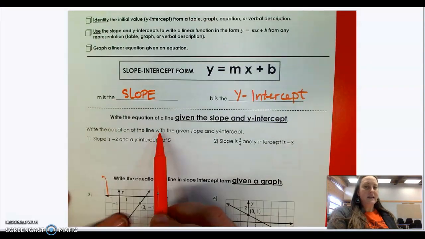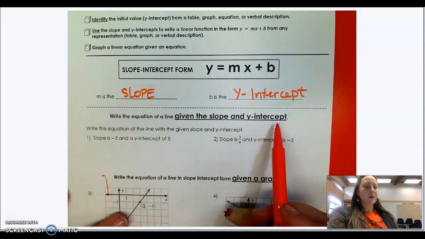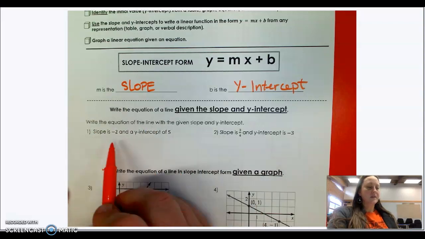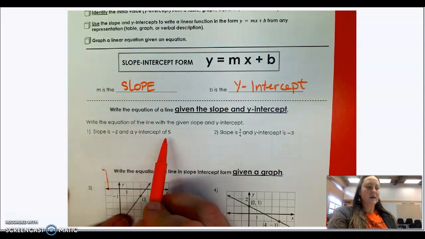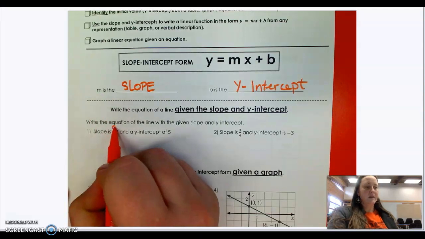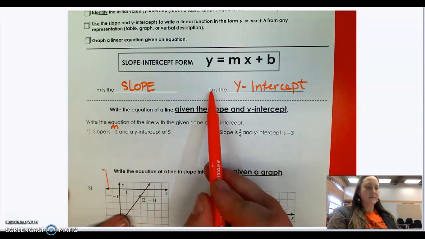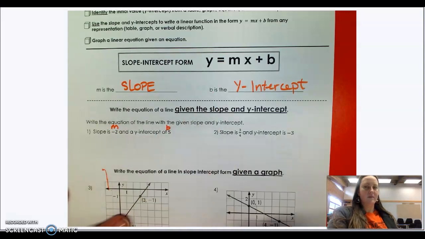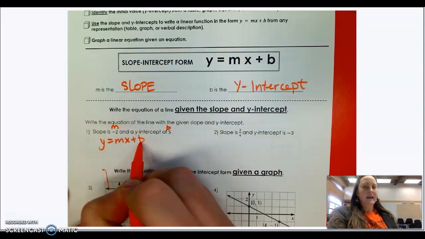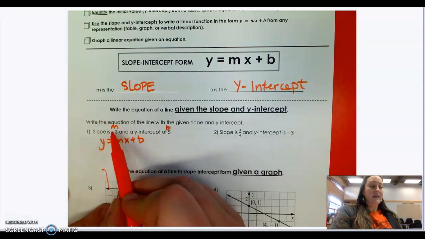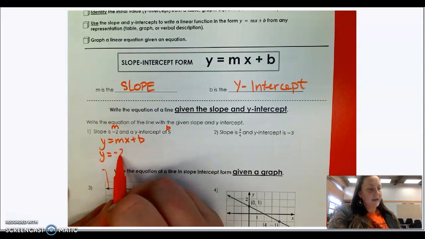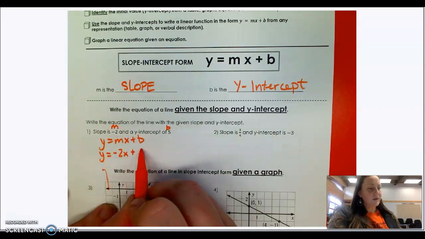Write the equation of a line given the slope and y-intercept. Write the equation of the line with the following slope and y-intercept. The slope is -2 and the y-intercept is 5. Remember, slope is m, so I'm going to write slope is m and y-intercept is b, so I'm going to write b over the 5. So I'm going to write my equation y equals mx plus b, and I'm going to fill in the values for m and the value for b. So that becomes y equals m is -2, x plus b is 5. Done.